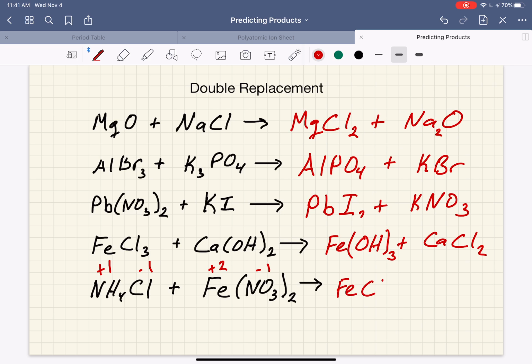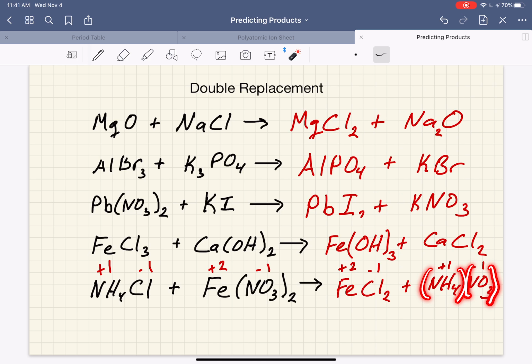Iron and chloride plus ammonium NH4 and nitrate. Charges are the same on the product side: +2 for iron, -1 for chlorine, +1 for ammonium, -1 for the nitrate. So the only thing that we need to do here is add a subscript for that. Want to make sure you see here, no parentheses was used here because we have one of each of them. One of each of them means no parentheses. Parentheses are used here because there's 2 of it.